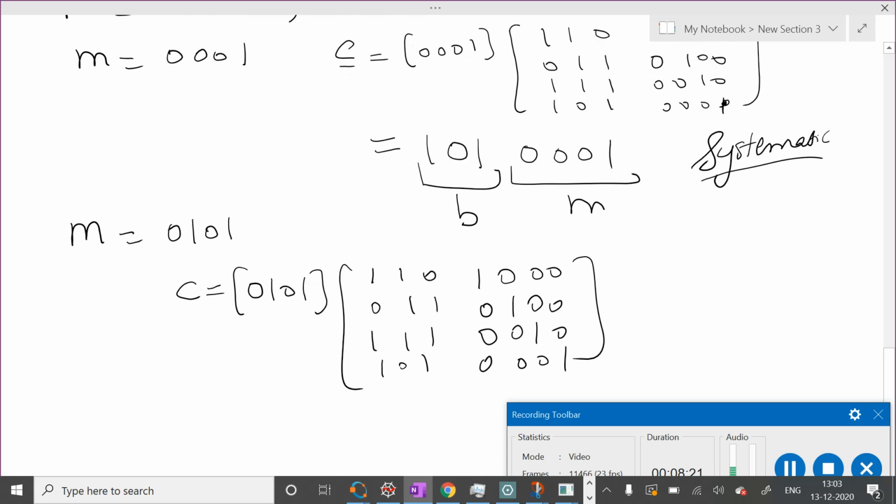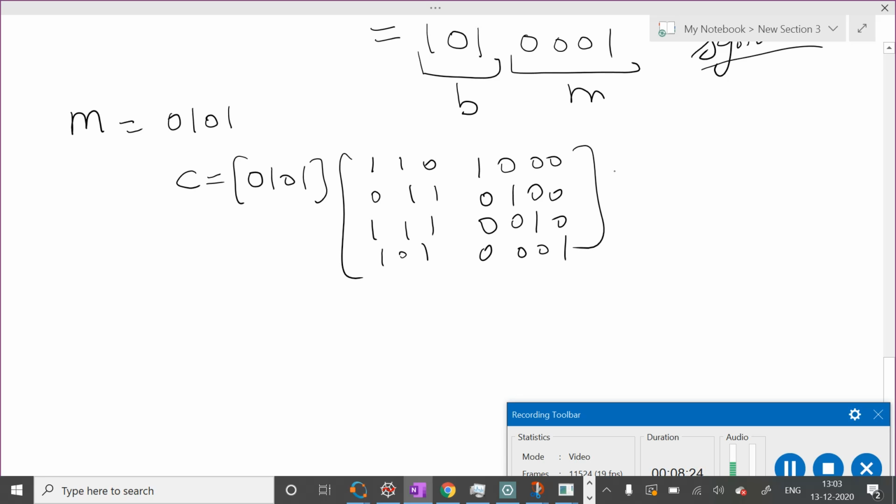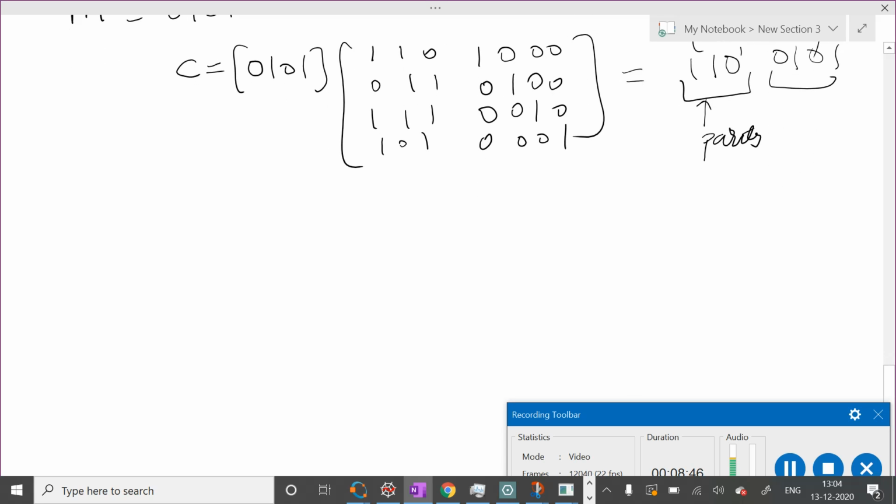Just do a simple matrix multiplication and you will get 1100101. So the first part, these are the parity bits, and this is the message bits. So this is your code word. There is a very important property of code words called Hamming distance. You will see that it has a very important impact on the error performance of code words.